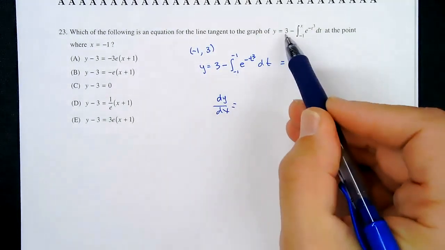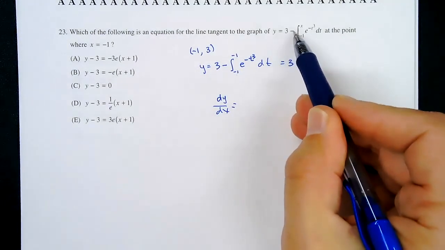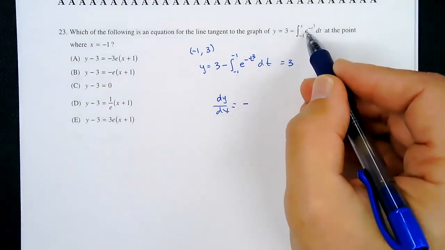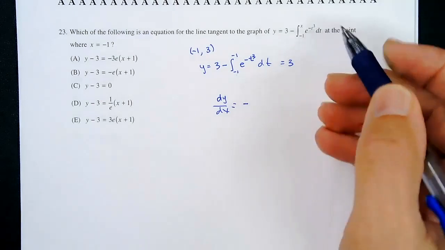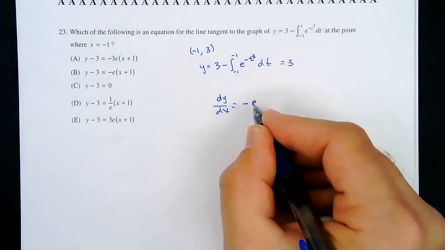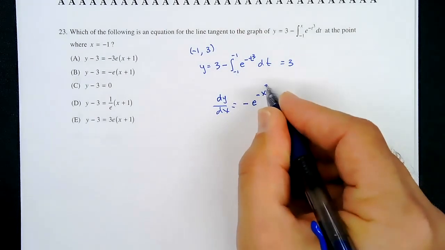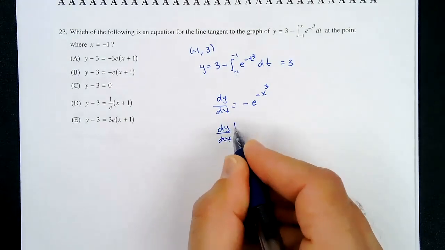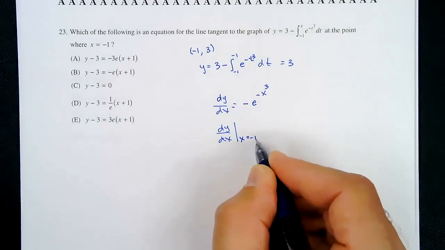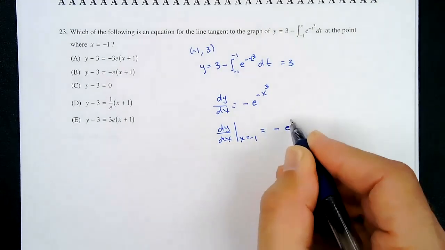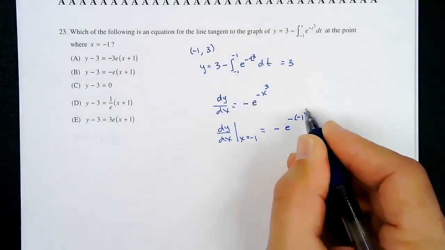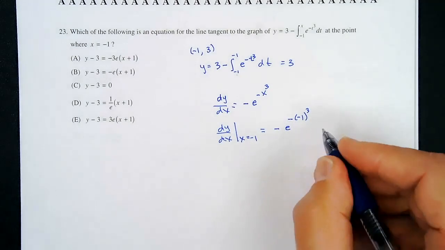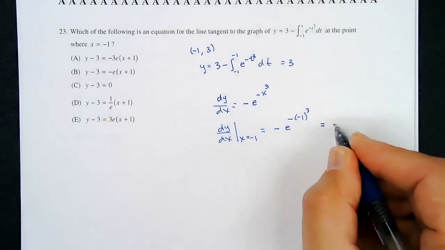It would equal, if we take the derivative of the 3, that would be 0, and then minus, so this would be negative. And then to take the derivative of an integral function like this, we're just going to take the x and replace the t. So this is going to be negative e to the negative x cubed. And so we want to find the derivative at x equals -1. So that'd be negative e to the negative of -1 cubed. -1 cubed is -1, times a negative out here is going to be +1. So this is just going to be negative e.